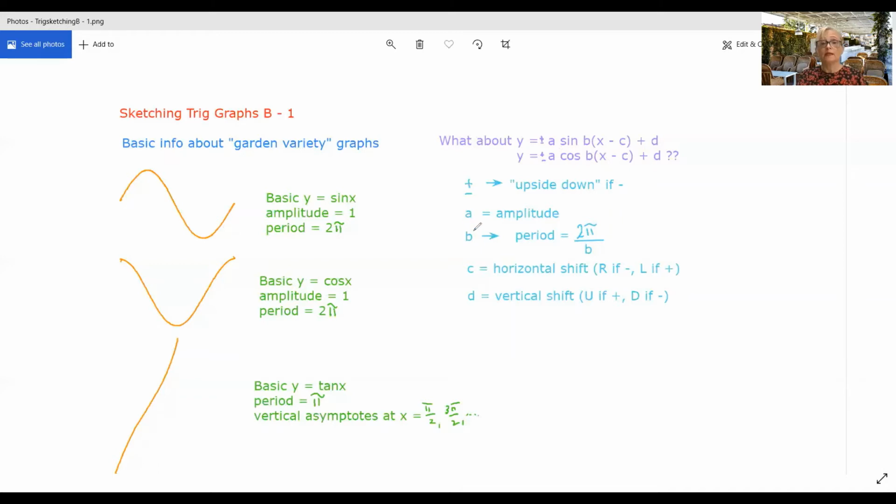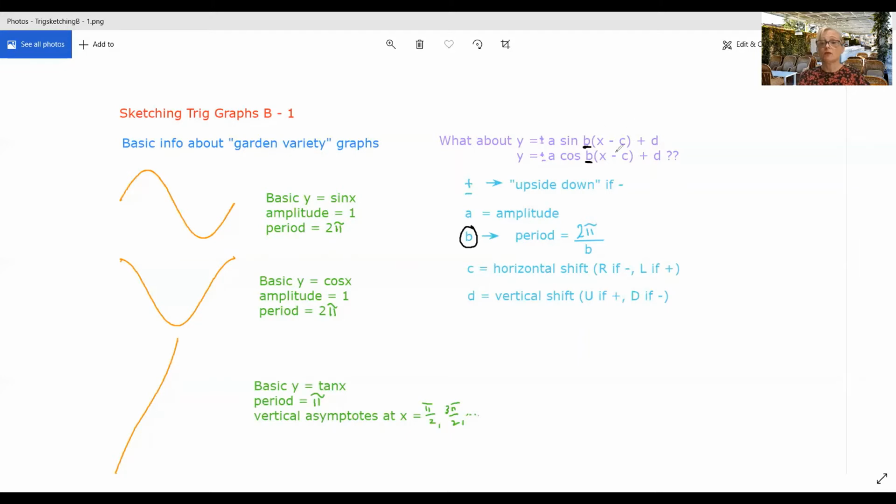Now, B affects the period. What happens is it makes it repeat itself more often if B is a bigger number. So the period becomes 2 pi divided by B. So if B was 2, it would then repeat itself every pi. So you get 2 repetitions when you would normally only get 1. If B was 3, you're going to get 3 repetitions when you would normally get 1.